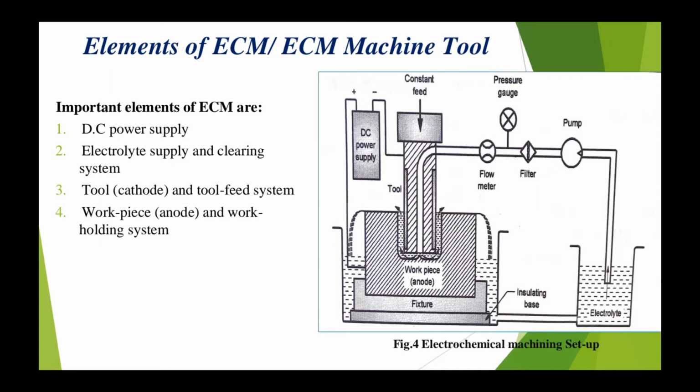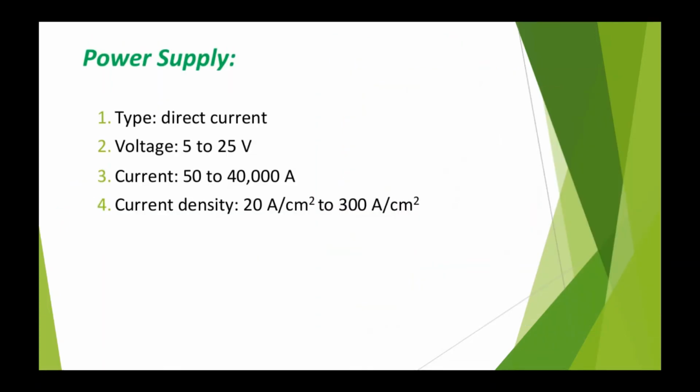Now we'll see each element in detail. First is the power supply. The type of power supply should be DC. Then we have to maintain the voltage at 5 to 25 volts. Then we have to maintain the current at 50 to 40,000 amperes, and you can maintain the current density between 20 to 300 amperes per square centimeter. This is about the power supply.